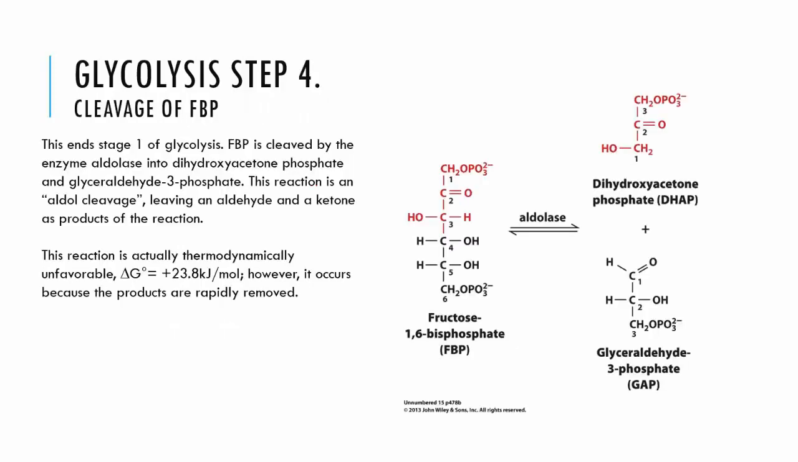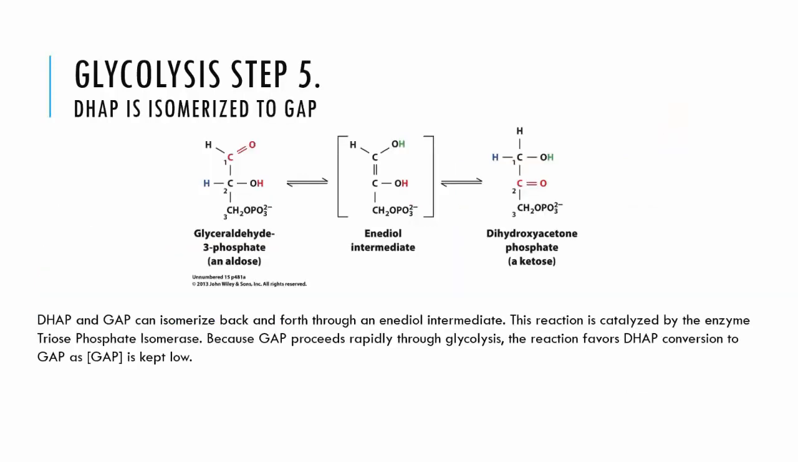In step 4, fructose 1,6-bisphosphate is cleaved into an aldehyde, glyceraldehyde 3-phosphate, and a ketone, dihydroxyacetone phosphate, with the enzyme aldolase. Unlike the isomerase reaction in step 2 that is near equilibrium with a delta G of 0, this reaction is actually thermodynamically unfavorable, but it still occurs rapidly as the products of this reaction are quickly removed in the next step of glycolysis. In step 5, DHAP is isomerized into GAP by triose phosphate isomerase, and while this reaction is reversible, it favors production of GAP as GAP is used up in the next step of glycolysis.